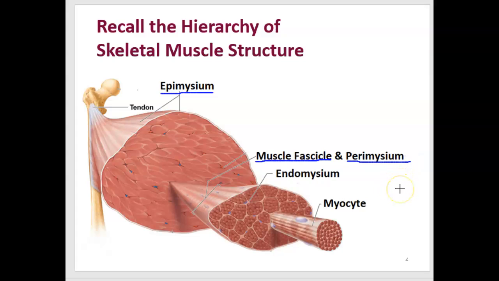Now, even a muscle fascicle can be broken down into smaller subunits, and those subunits are called myocytes. So that's the cellular level. Many myocytes make up one muscle fascicle. And each myocyte is surrounded by a thin connective tissue called endomysium.